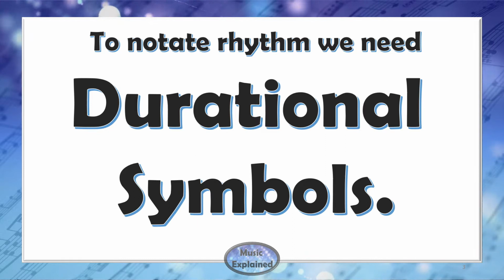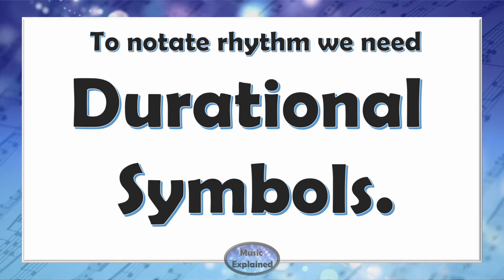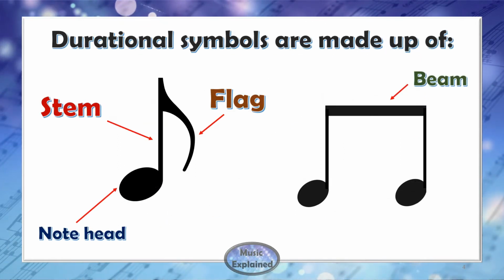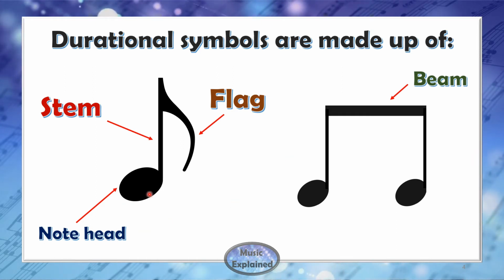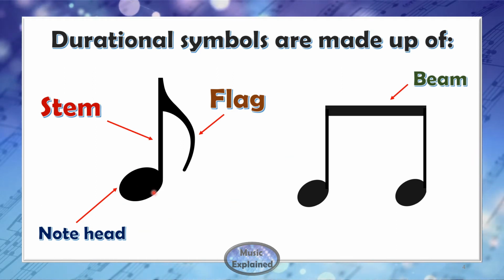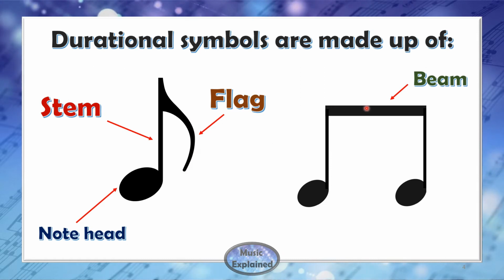Today we're going to talk about durational symbols. To notate rhythm, we need durational symbols. Let's talk about the names. First we have the note head, or the head of the notes, the stem, the flag, and the beam.